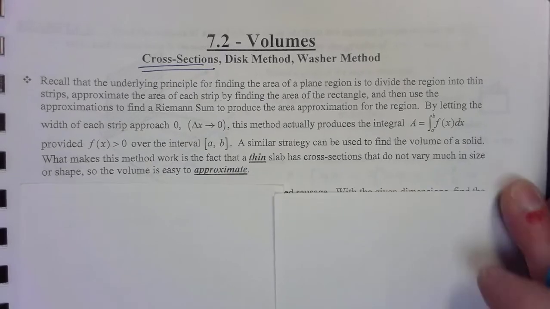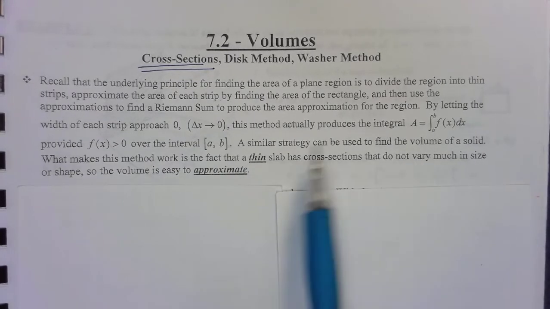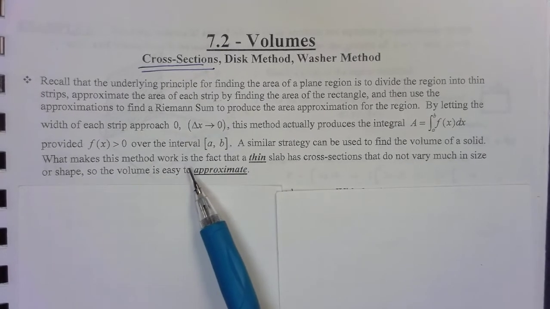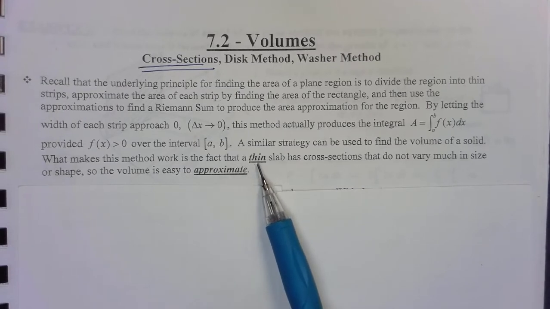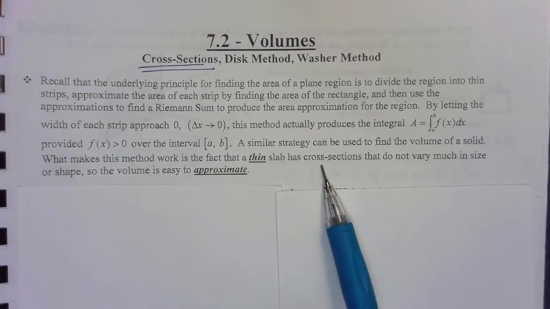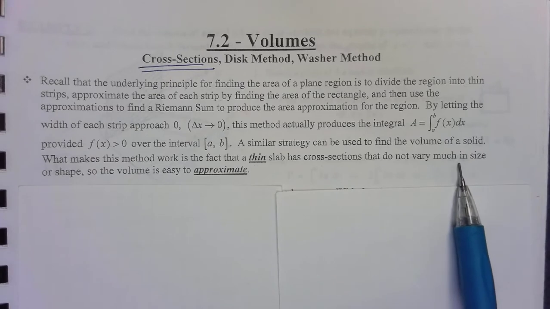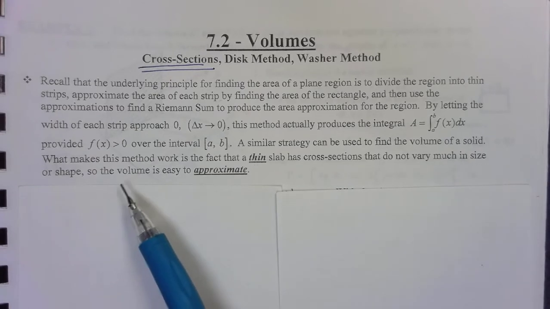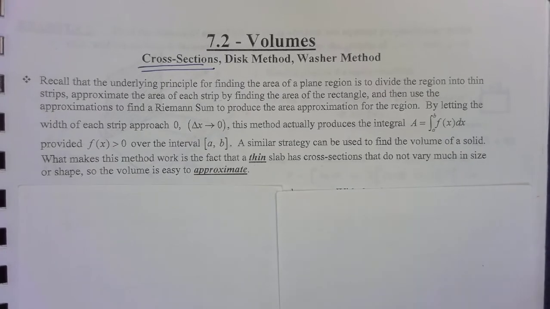Now, a similar strategy can be used to find the volume of a solid. And what makes this work is the fact that a thin slab has cross sections that do not vary much in size or shape. So it's easy to approximate the volume.